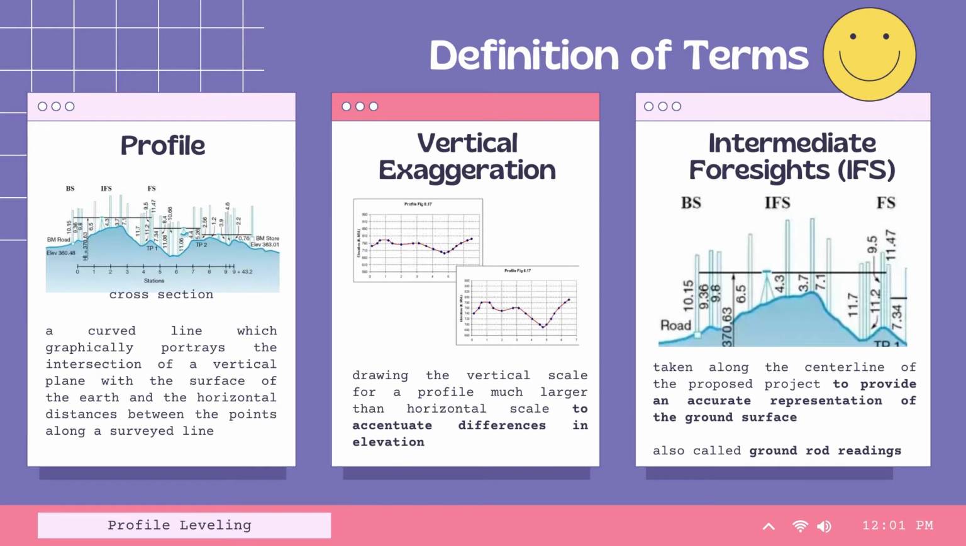So let us define some terms used in profile leveling. First, we have the profile, a curved line which graphically portrays the intersection of a vertical plane with the surface of the Earth and the horizontal distances between the points along a surveyed line. Next is vertical exaggeration, which is drawing the vertical scale for a profile much larger than the horizontal scale to accentuate differences in elevation. And then we have intermediate foresights, taken along the center line of the proposed project to provide accurate representation of the ground surface. They are also called ground rod readings.